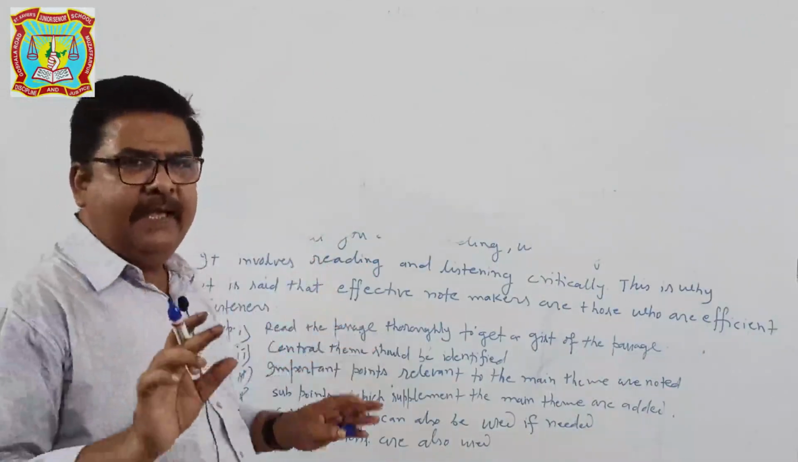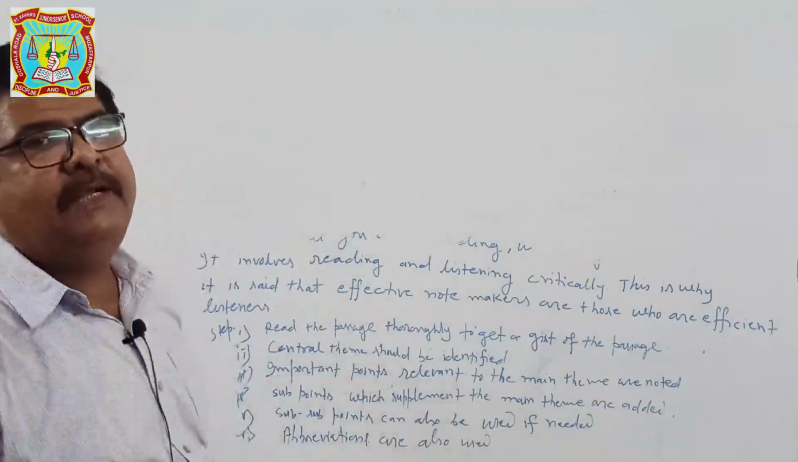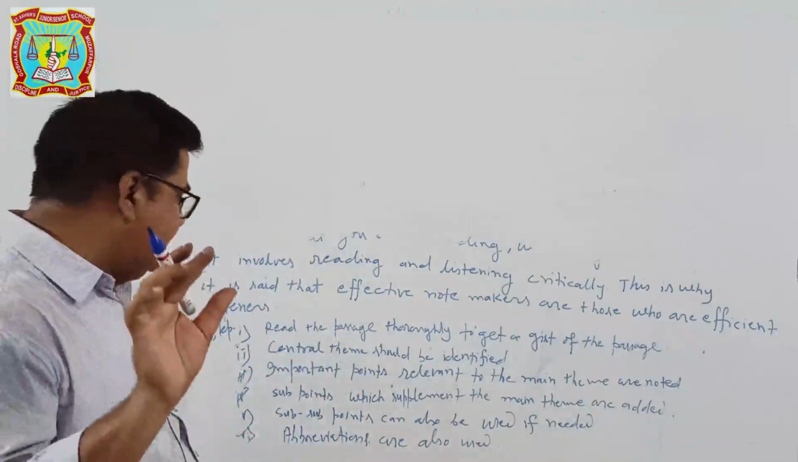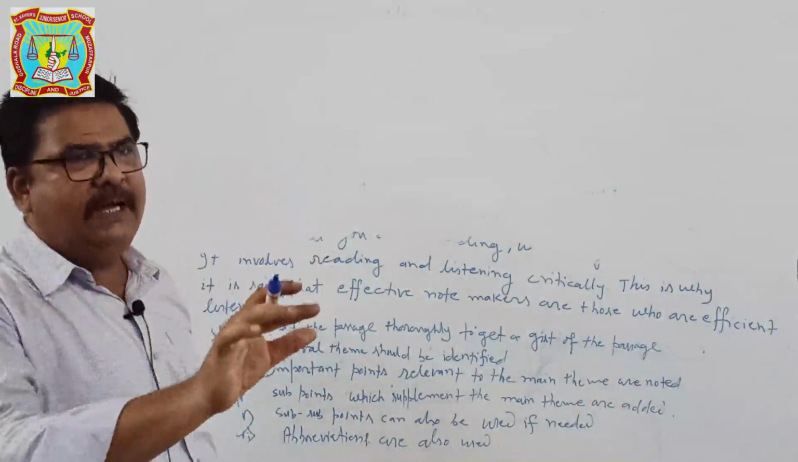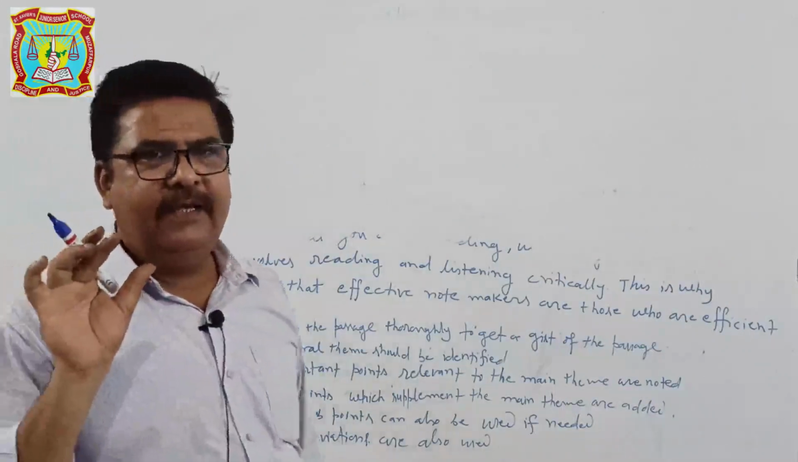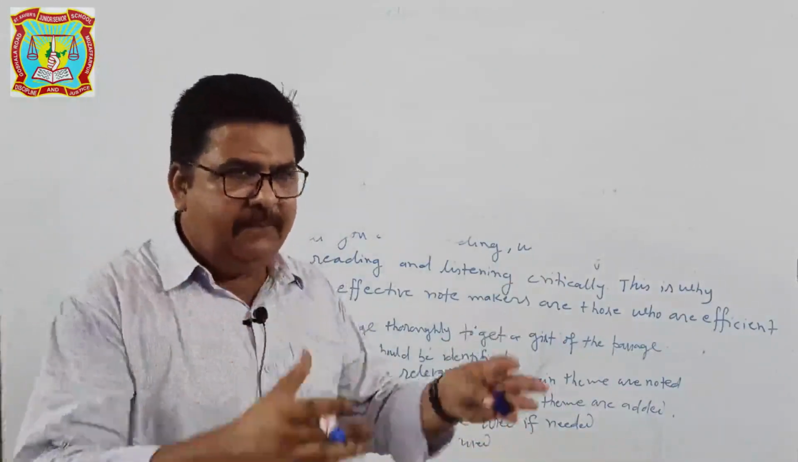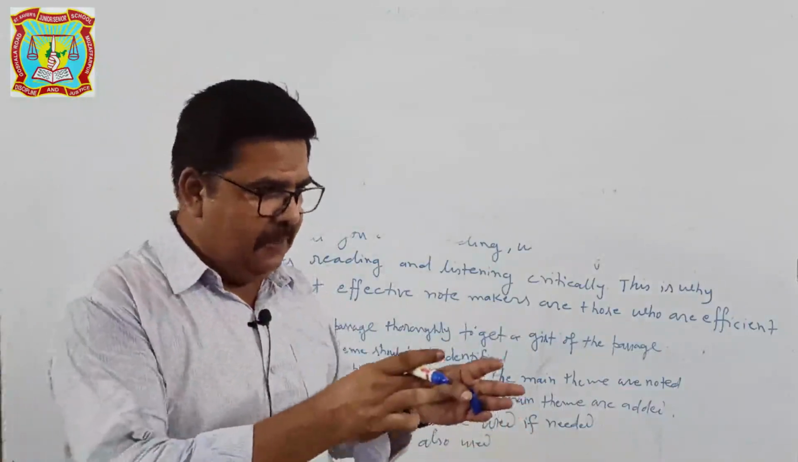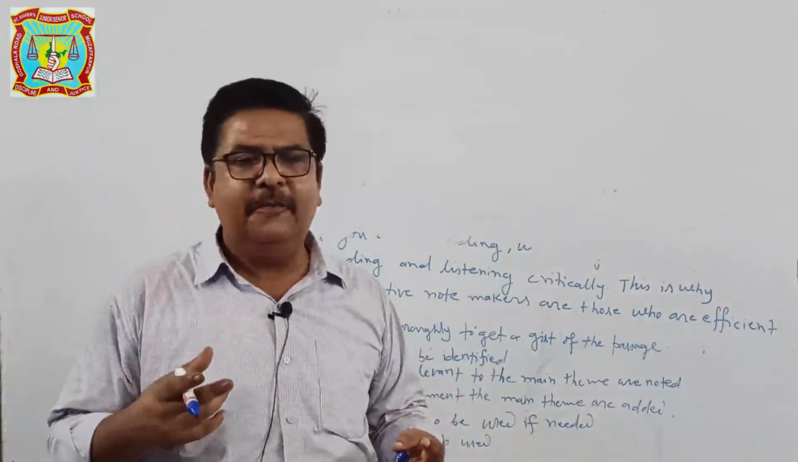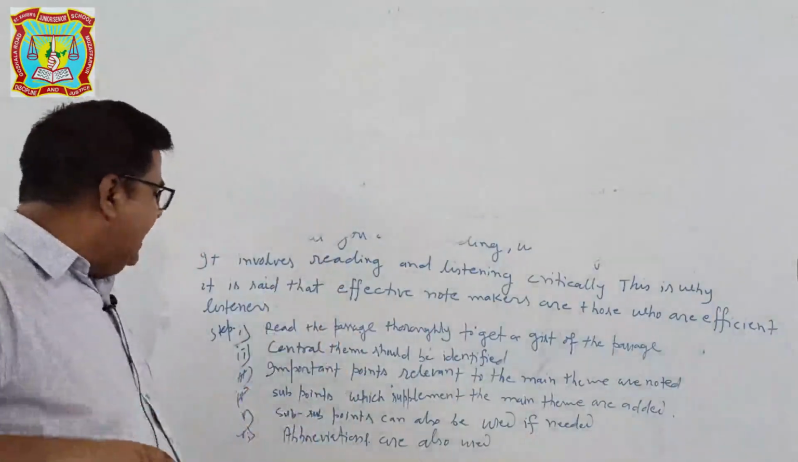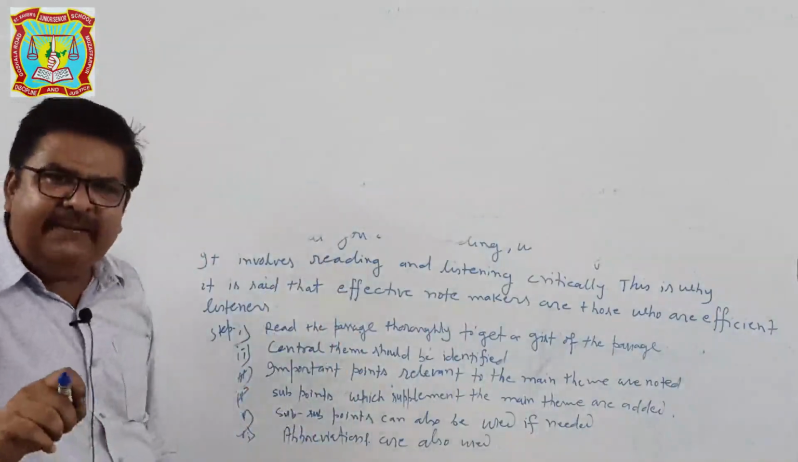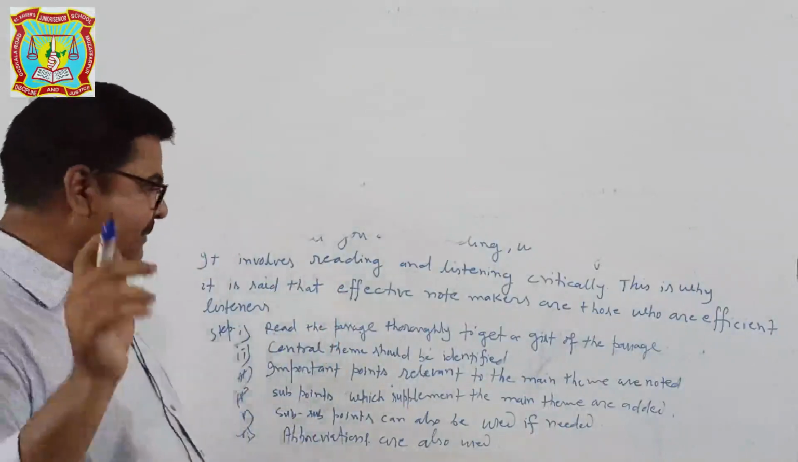In the third step, the main theme that we have identified, the important points related to it, paragraph-wise. And many times in one paragraph you will find two main points, there may be so, it may be so. So you have to identify the important points relevant to the main theme.